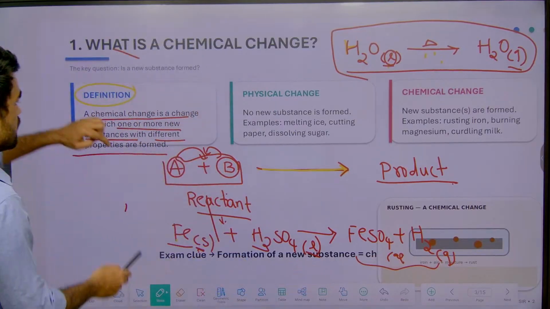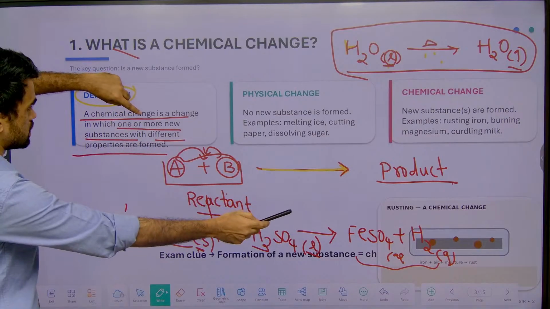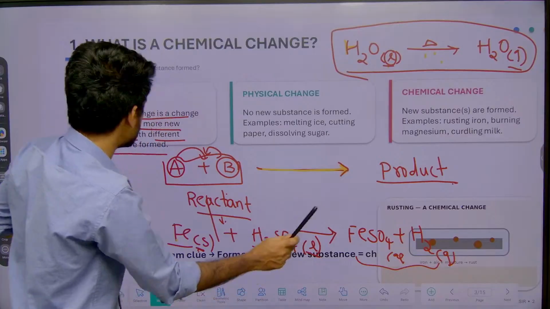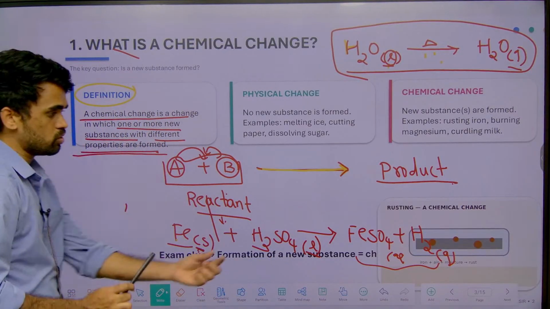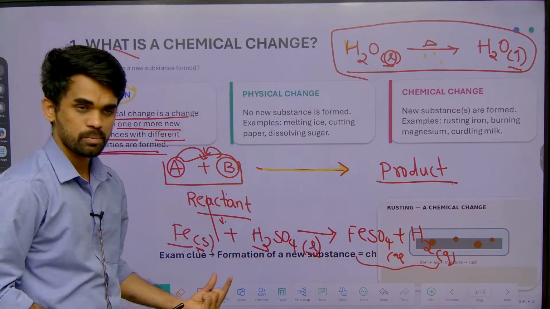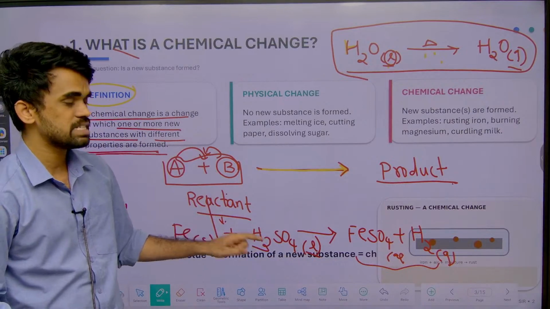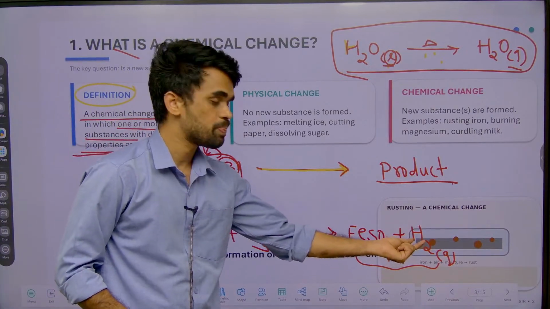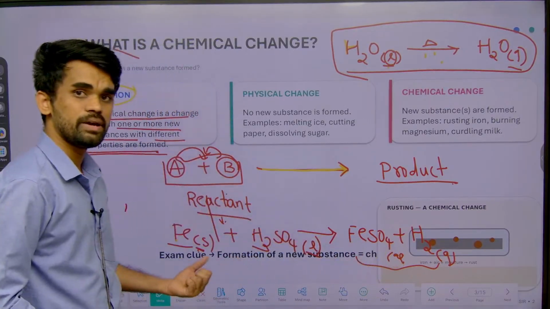So once again read, a chemical change is a change in which one or more new substances are formed here, with different properties. So do they have the same property or different property? Yeah, these are having different properties. Why? Like sulfuric acid is an acid, but here this is something like a salt and hydrogen gas is formed. So they will be having different properties.